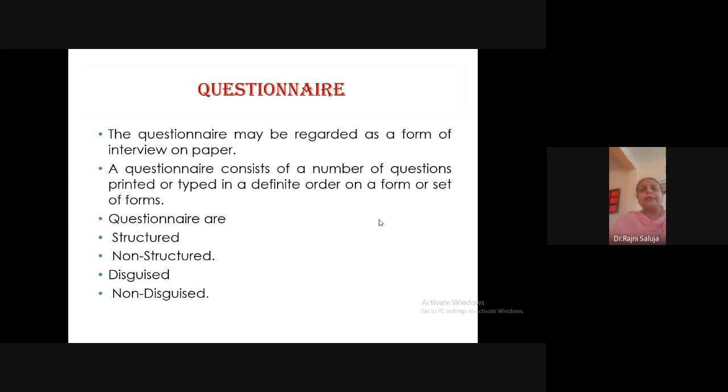Non-disguised means that the objective is made clear to the respondent: why we are asking this particular question and what is the purpose of collecting such data.